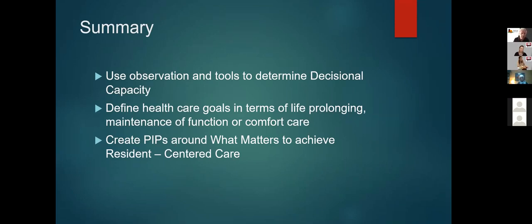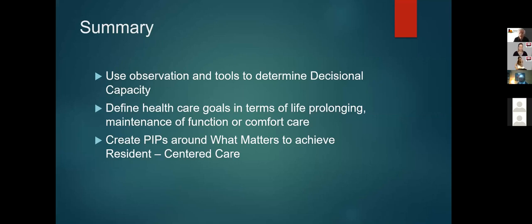And then we want to define the goals in terms of those three categories. Are we really talking about prolonging life, so we want to do everything we can? Or are we trying to just maintain function or provide comfort care? Both of those elements would encourage us to not use acute care as an intervention.